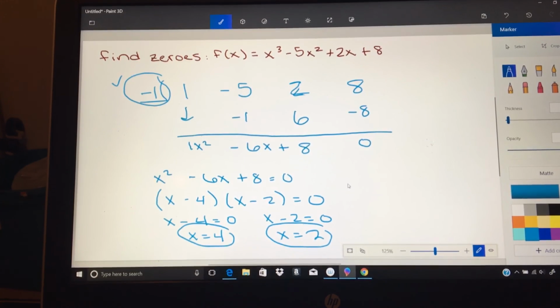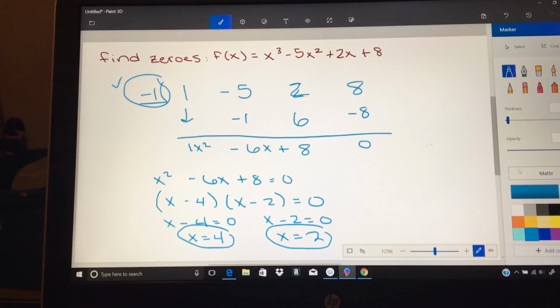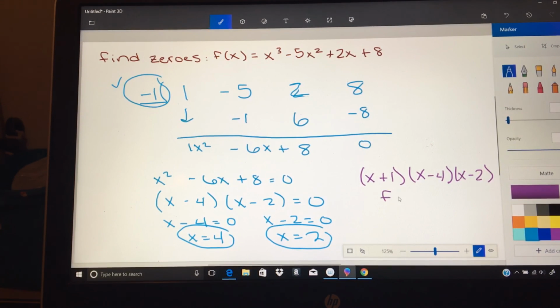And if I were to write this in factored form, let's see here, we'll write it over here in factored form. I'll just change a color. That would be x minus -1, so x plus 1, and then x minus 4, and x minus 2. And that would be factored form. And we're all done.